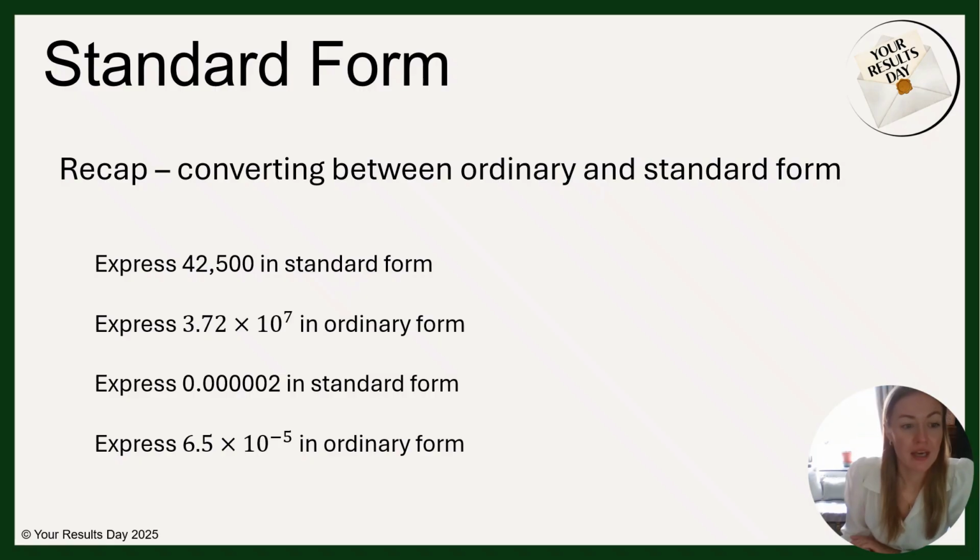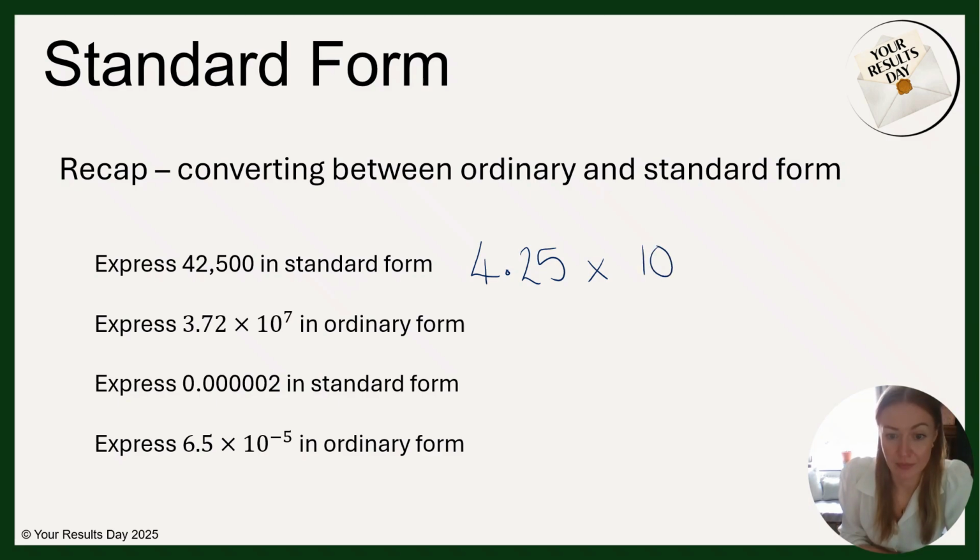Okay, if we are converting 42,500 to standard form, we're going to write non-zero digits as a decimal between 1 and 10 and work out what power of 10 we have to multiply this by to get the original number. We'd have to multiply this by 10,000, so that would be 10 to the power of 4.